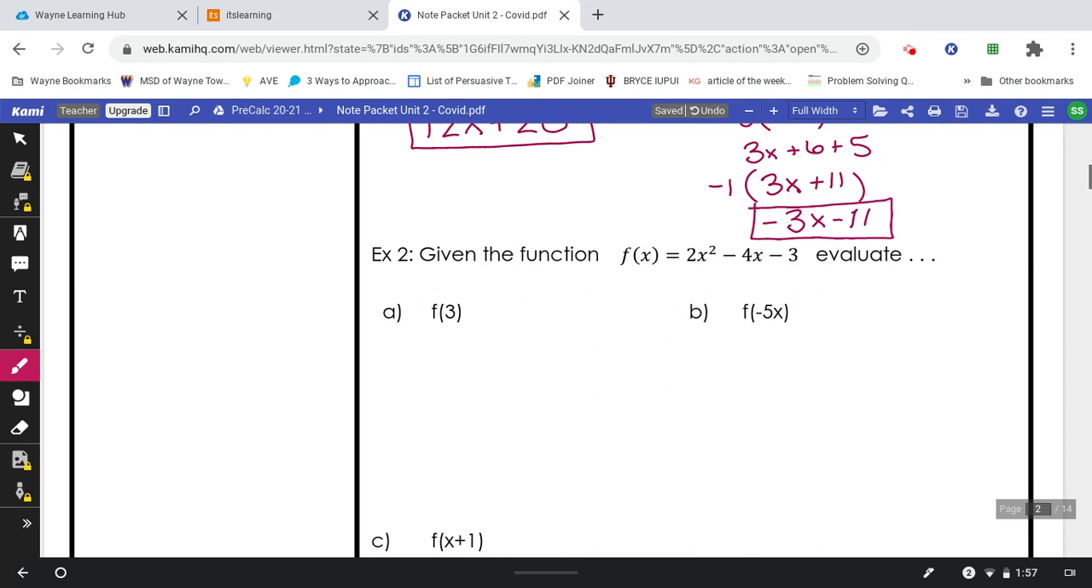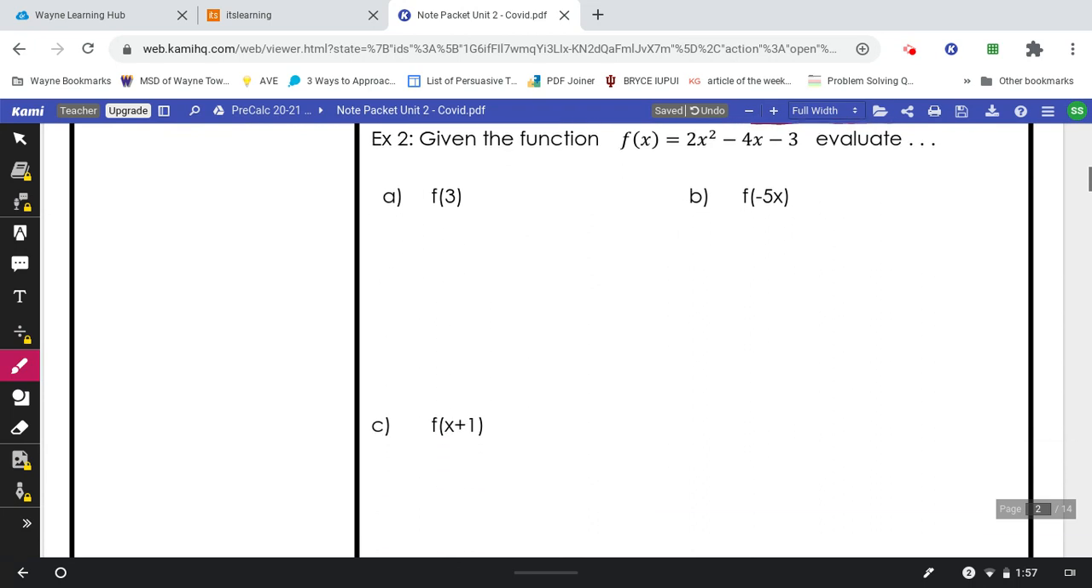On problem 2, they're giving us a new function. So this one's a little more complex, 2x squared minus 4x minus 3. These things down here mean the same thing. So when we put a 3 right there, make sure that you plug it in. Anything inside the parentheses means plug it in.